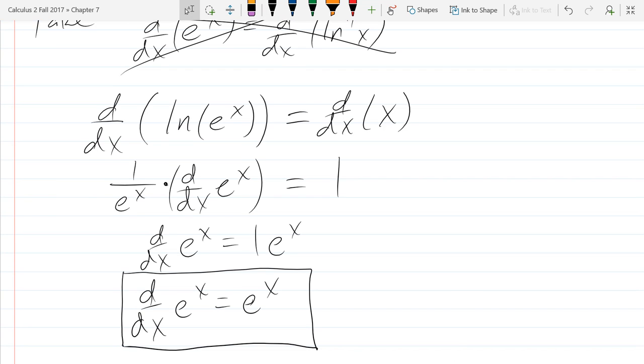So it's the only function, aside from the function that's always 0, whose derivative is itself. Every other function has a derivative that's not itself.